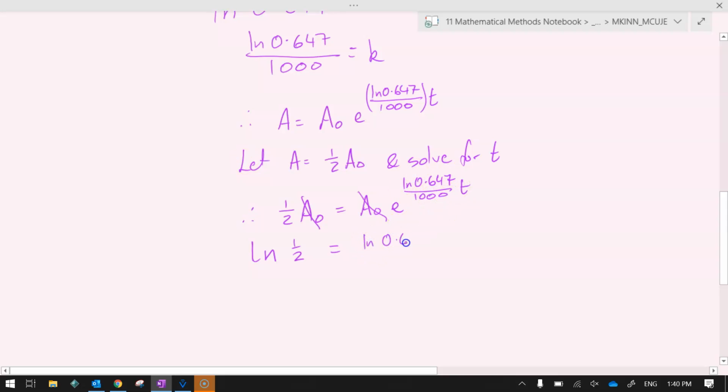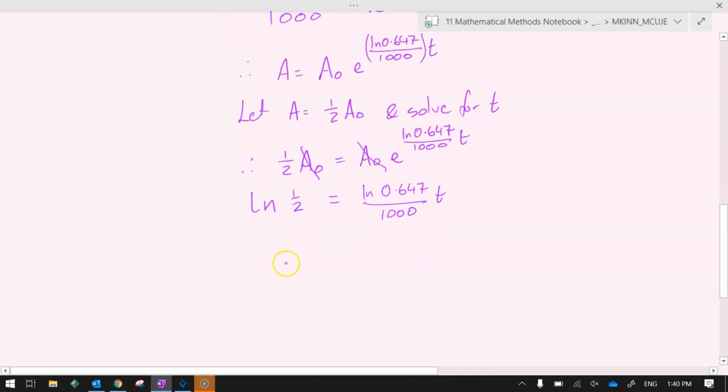ln 0.647 over 1,000 multiplied by t. So t on its own is going to be 1,000 log of 1/2 divided by the log of 0.647, multiplied by the reciprocal. I'm changing to approximately equal to because someone's going to help me out, push buttons on their calculator and tell me how long that was.